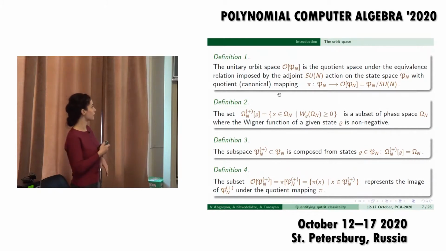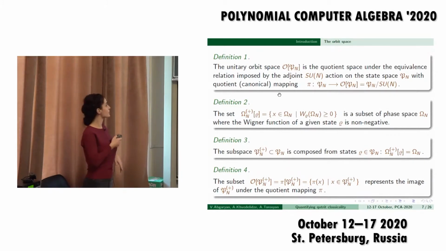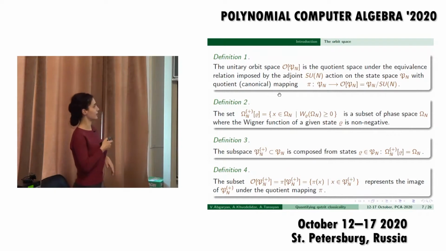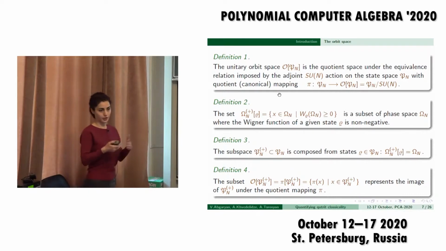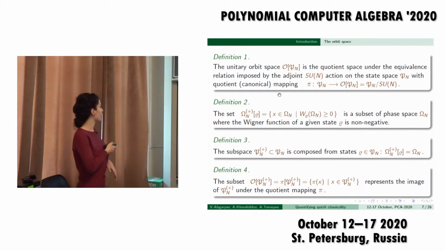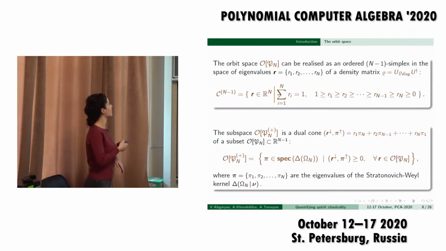Martin said about it a bit. Well, I'll just say that OP is the orbit space, and this set is the set where the Wigner function is non-negative. That P plus is, of course, the subset of P, the set of all density matrices. And, well, okay, that's enough.